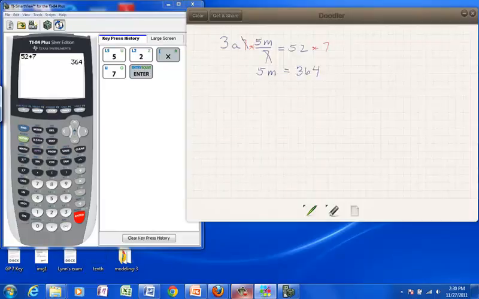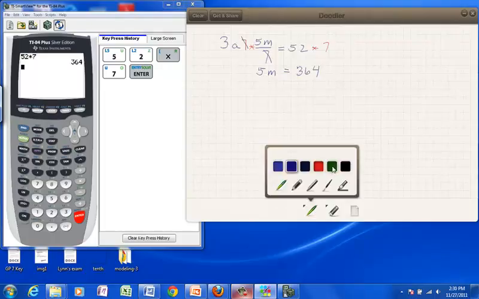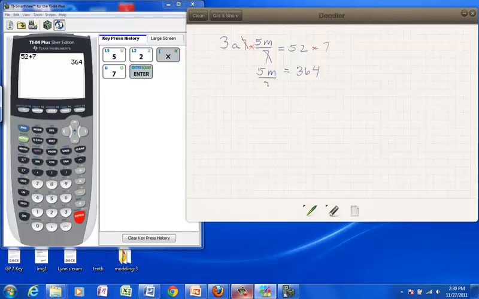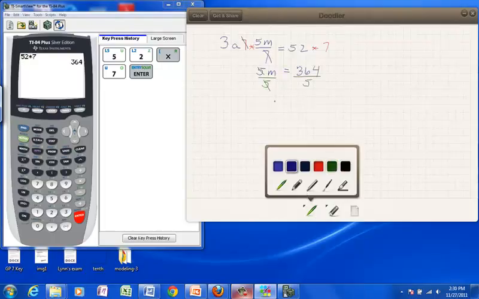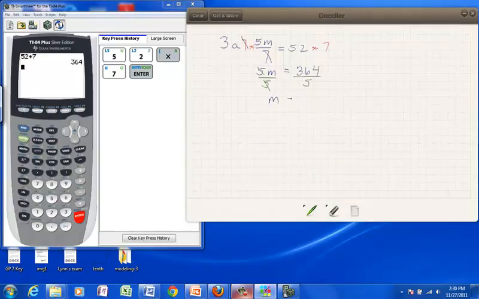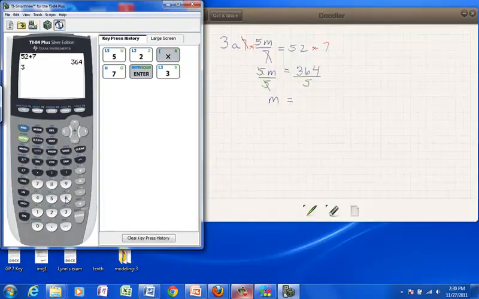Now I still want to solve for m, and I want to get rid of that 5. Since that stands for 5 times m, we'll solve for it by dividing by 5 on both sides. Subtracting 5 does not work. They're not like terms. So m is equal to 72.8.